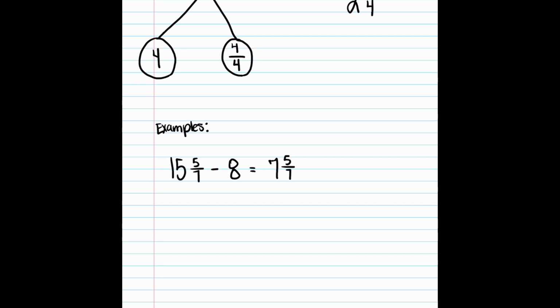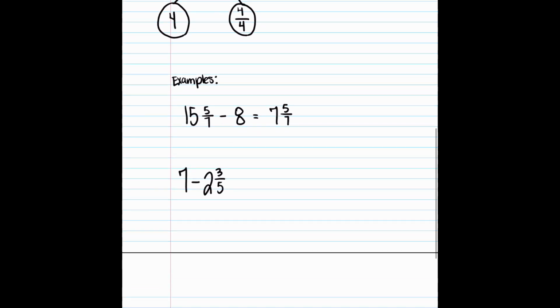Let's try one more example. And we will do a kind this time that has a whole number minus a mixed number. Let me find some examples. We'll do 7 minus 2 and 3/5, okay? 7 minus 2 and 3/5.